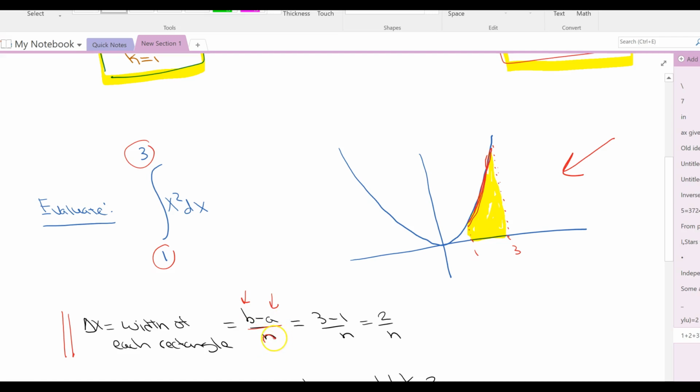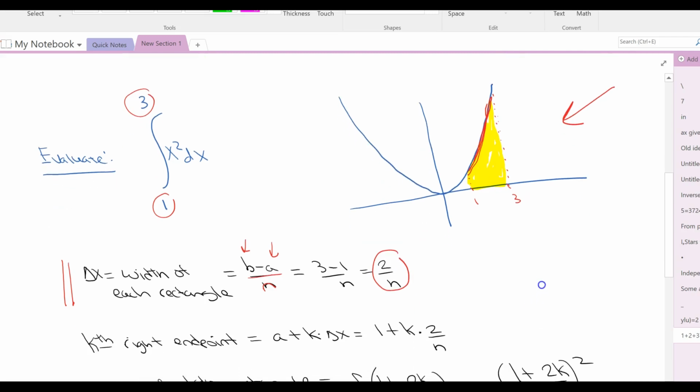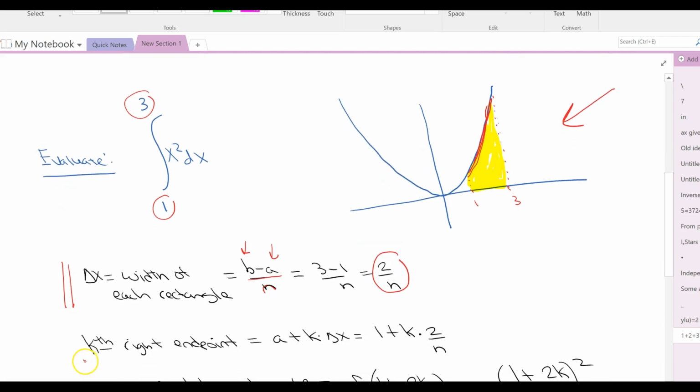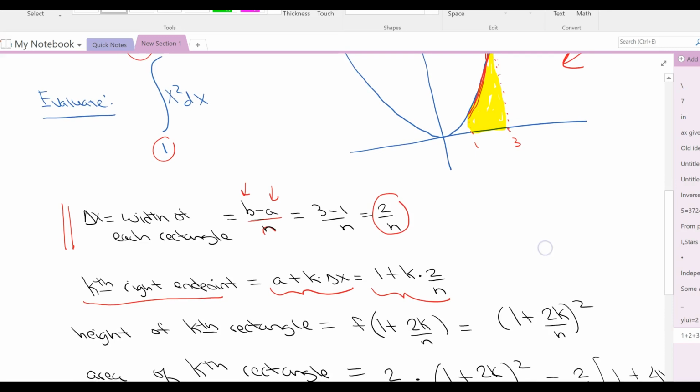N is the number of rectangles, don't forget. So the width of each rectangle is 2 over n. Then right here, I generate an expression for what the kth right endpoint would be. And of course, the kth right endpoint, again, this is all a reiteration from yesterday's class, is a plus k delta x, because a here is 1 and here's delta x. Then I write down the height of the kth rectangle is f of the kth right endpoint.